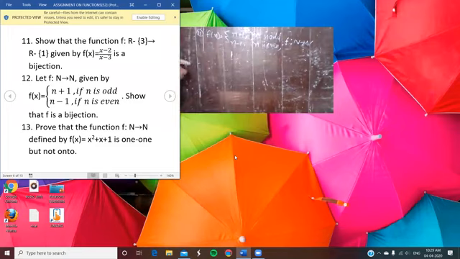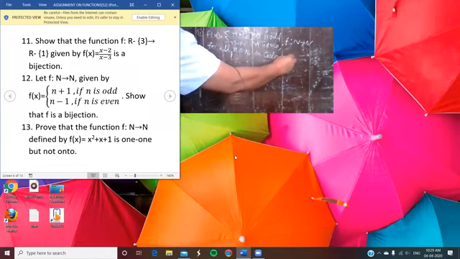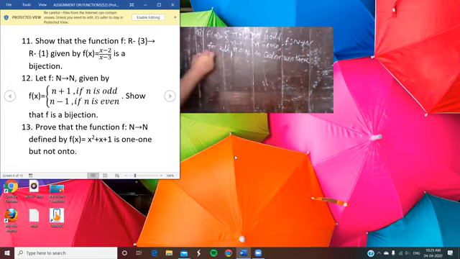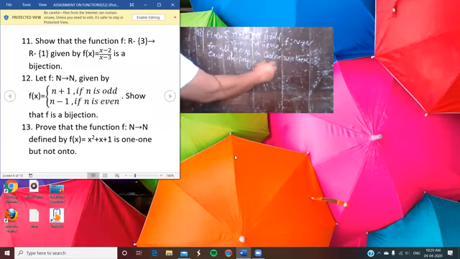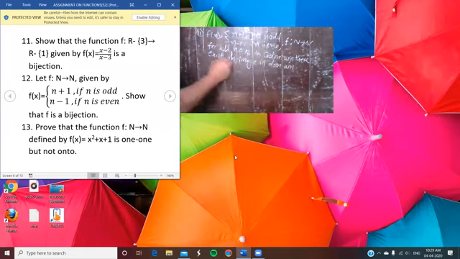Finally, you can write: hence for all n belonging to N in the codomain, there exists an image in the domain. So f is onto function.